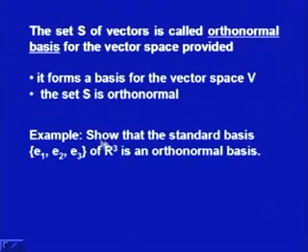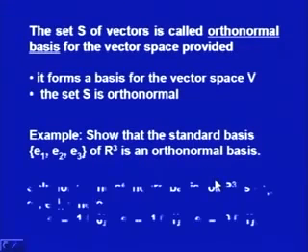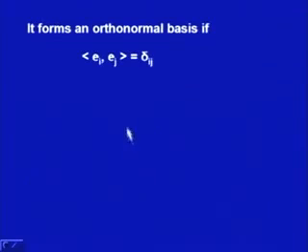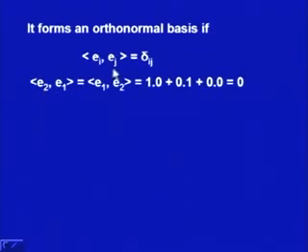Now this is an example. You have to show that the standard basis E1, E2, E3 of R3 is an orthonormal basis. We have already seen that E1, E2, E3 forms a basis for the vector space. Now we have to show that these three vectors in the basis are actually orthonormal. So E1 is 1 0 0, E2 is 0 1 0, and E3 is 0 0 1. If you consider the inner product of Ei and Ej, this is equal to delta ij. You can check it for each pair.